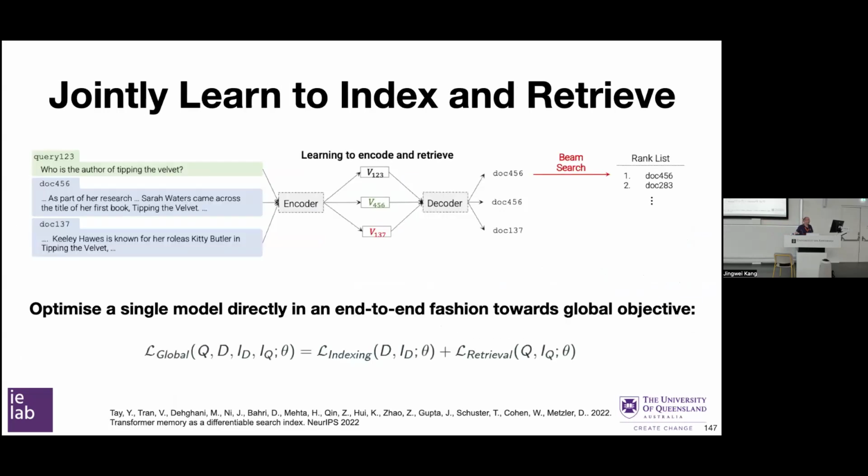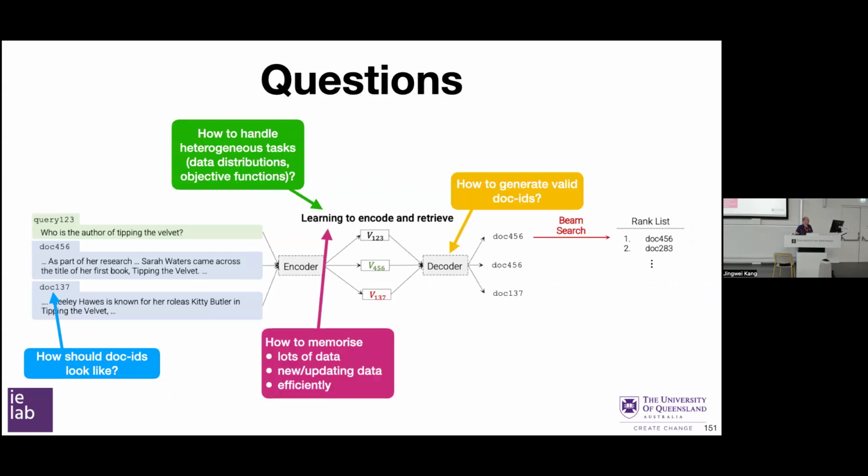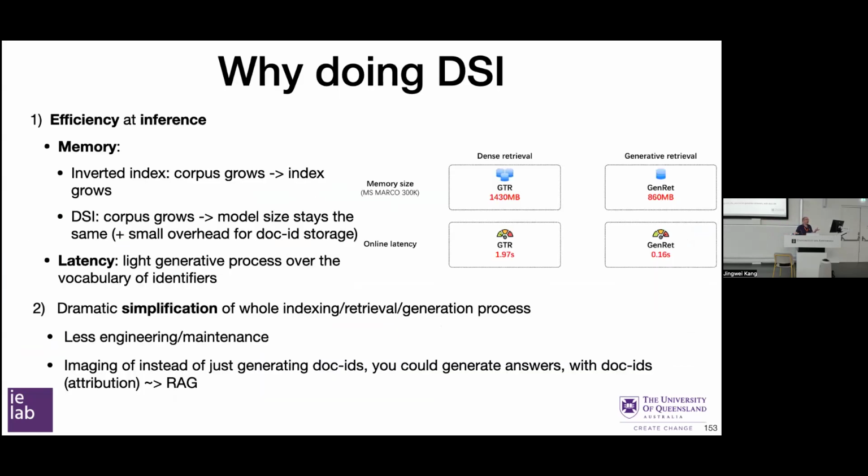Okay, let me skip here. So why do you want to do what the ESSIR does? Why do you want to get rid of all this pipeline and try to learn a model that, yeah?